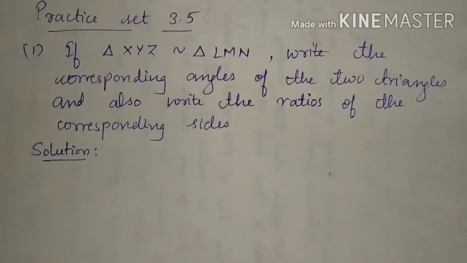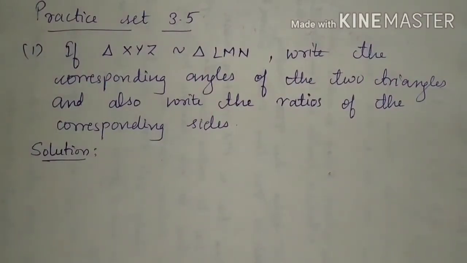Welcome back. Today we are going to study practice set 3.5 of the chapter Triangles. Now, the first question that is asked here is, if triangle XYZ is similar to triangle LMN, write the corresponding angles of the two triangles and also write the ratios of the corresponding sides. So here, if these two triangles are similar, what will happen? How will the angles of these triangles be related and how will the sides of these triangles be related? That is what we have to show here.